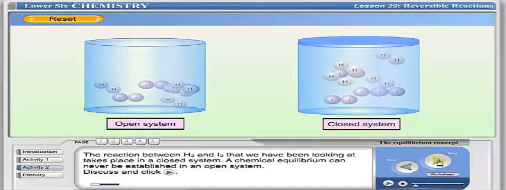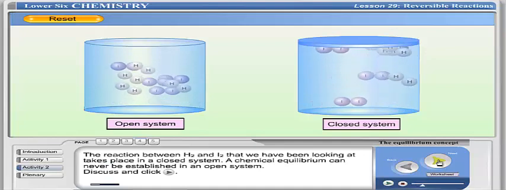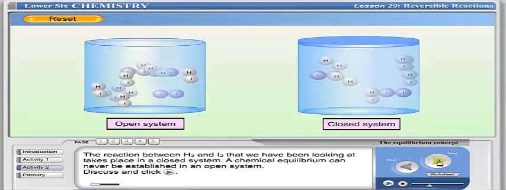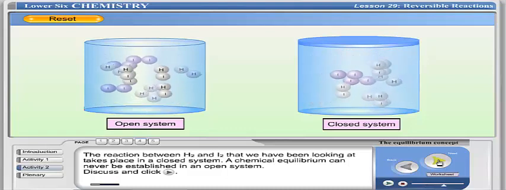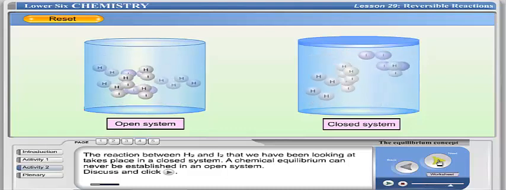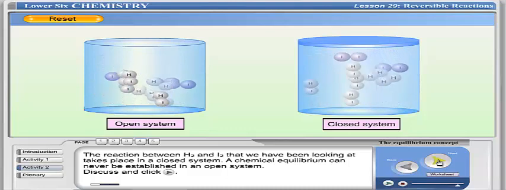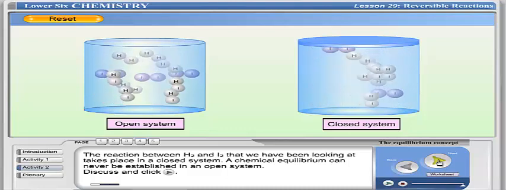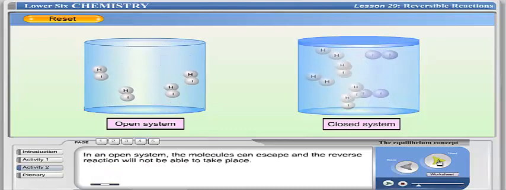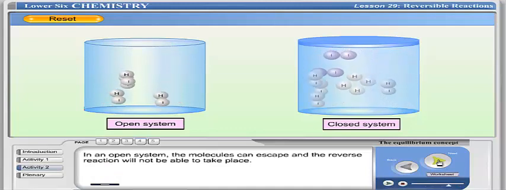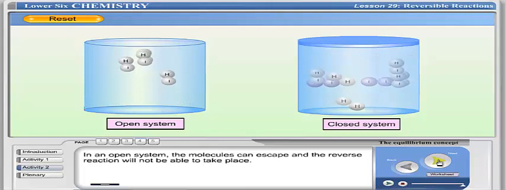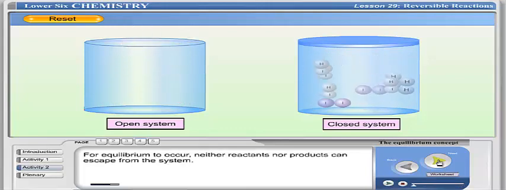The reaction between hydrogen and iodine that we have been looking at takes place in a closed system. A chemical equilibrium can never be established in an open system. Discuss and click Next. In an open system, the molecules can escape, and the reverse reaction will not be able to take place. For equilibrium to occur, neither reactants nor products can escape from the system.